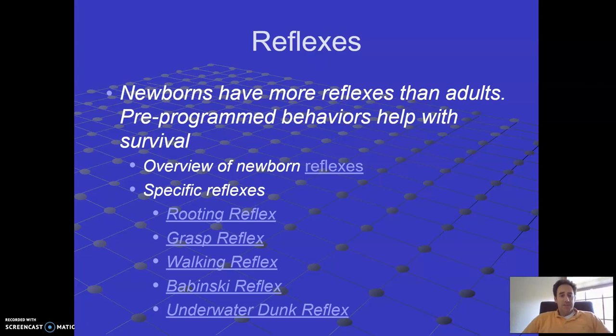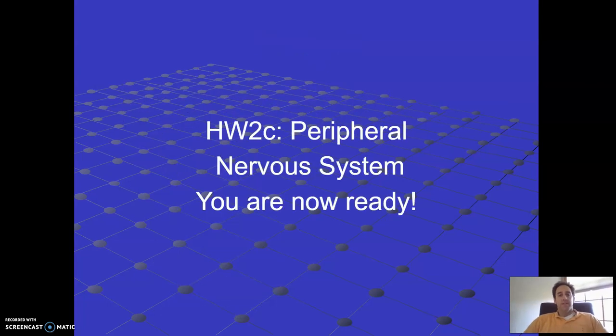So these reflexes are there to stay alive because babies are not the sharpest tools in the drawer just yet. They need a little more brain development. They're not like, I'm hungry, I'm going to go make a sandwich. No, the reflex kicks in and then it starts feeding. That kind of thing keeps them alive. So that's it for the peripheral nervous system.